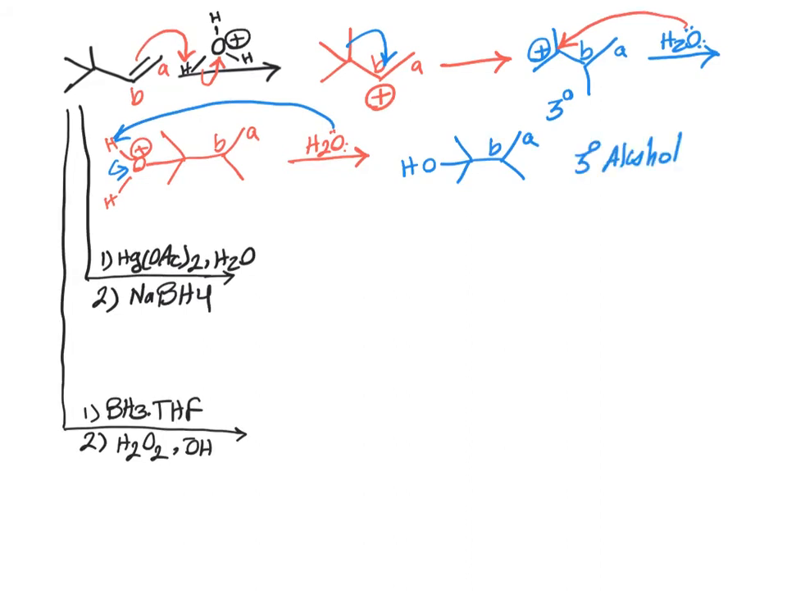The second reaction is oxymercuration, demercuration. And we know that this reaction is Markovnikov. It's anti-addition, which means OH and H will add to opposite sides of the double bond. And there is no carbocation rearrangement because there is no carbocation involved.